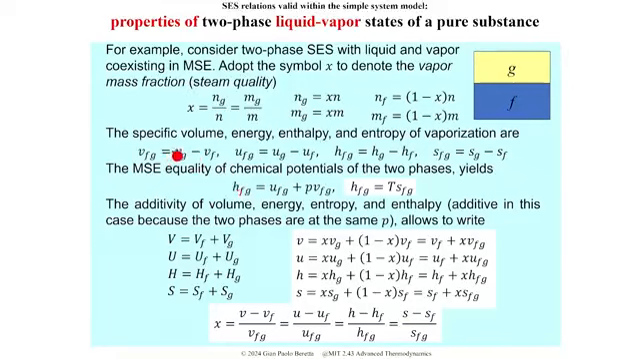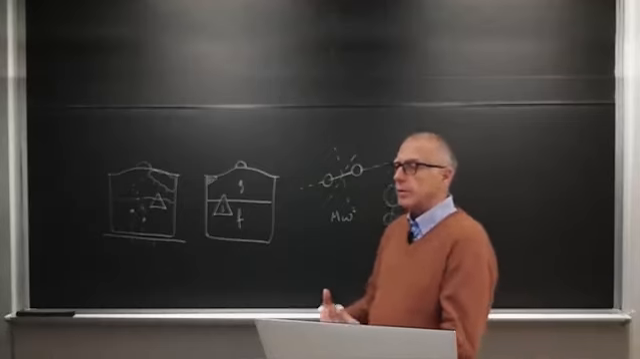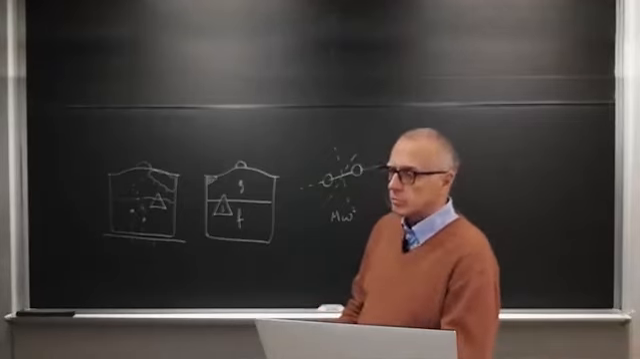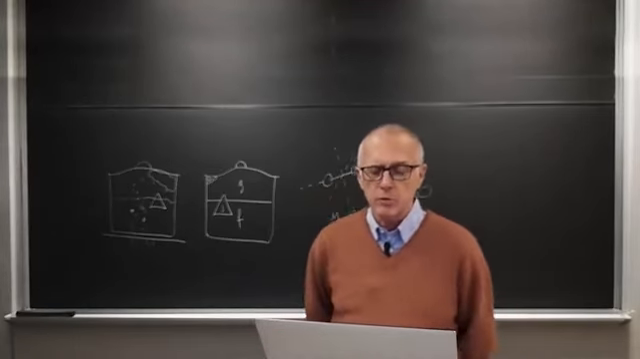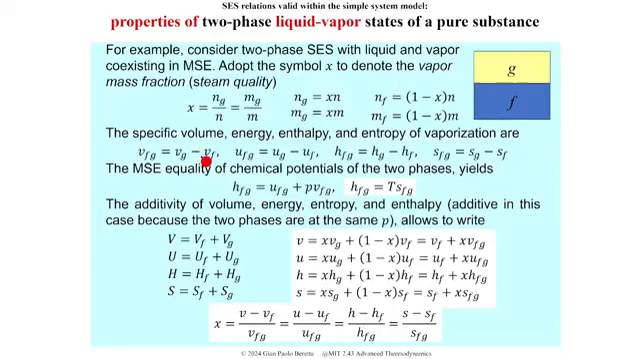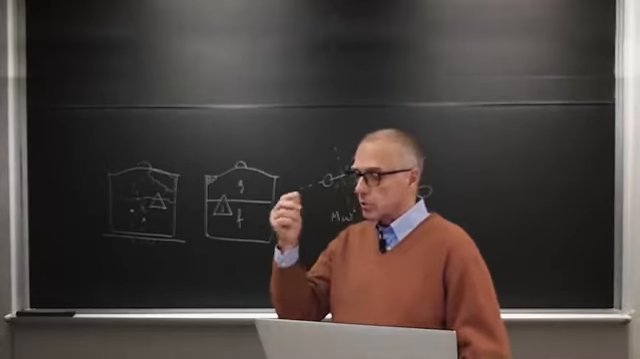These properties, Vg and Vf, are listed in the steam tables for water, or in the equivalent of a steam tables for other substances. Or maybe they are represented by correlations.